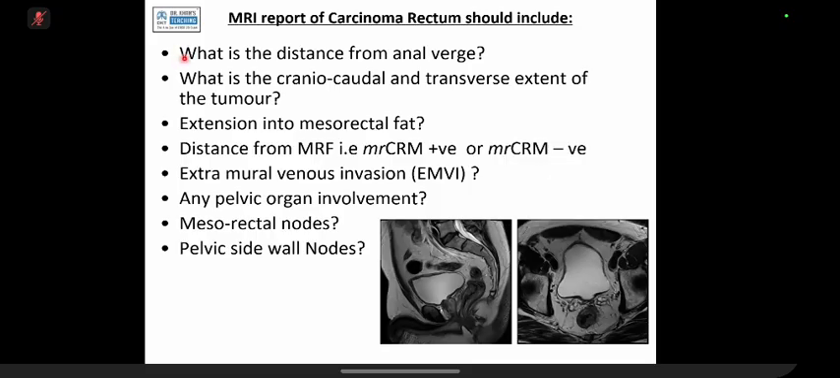What is the craniocaudal dimension? There is a tumor at 7 centimeter from the anal verge. Craniocaudal dimension is this much. Extension into the mesorectal fat, yes or no. Then distance from the circumferential resection margin, is it positive or negative? I am not going into details of what is the criteria. And then we look for any venous invasion. I'll show you a case in which we call it extramural venous invasion. And the prognosis goes down. Are there any pelvic organs involved? Are there any lymph nodes involved? So this is what we have to answer.